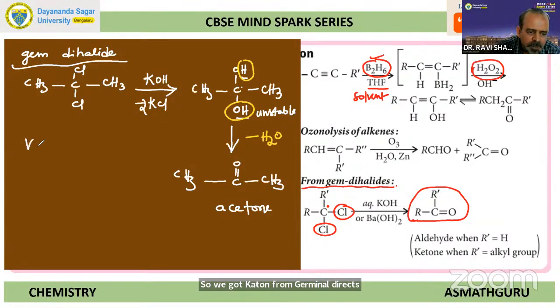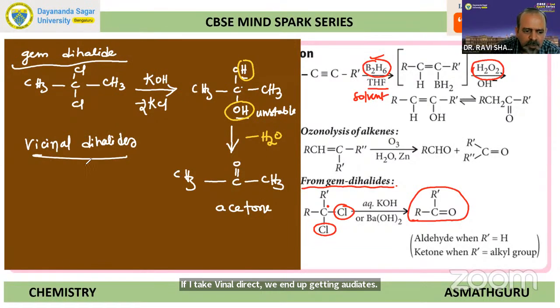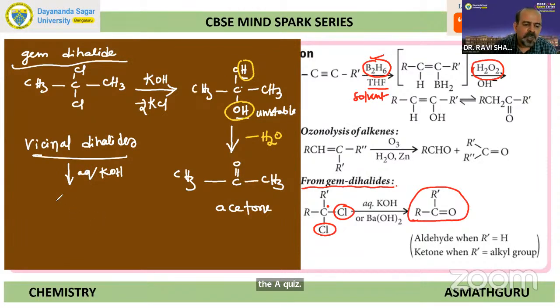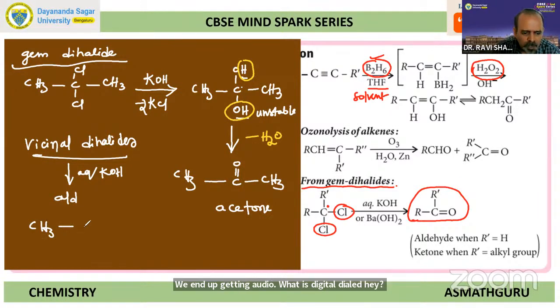If I take a vicinal dihalide, we end up getting aldehydes. If you take vicinal dihalides and treat with aqueous KOH, we end up getting aldehydes. What is a vicinal dihalide? Where halogens are attached to adjacent carbon atoms, like this.